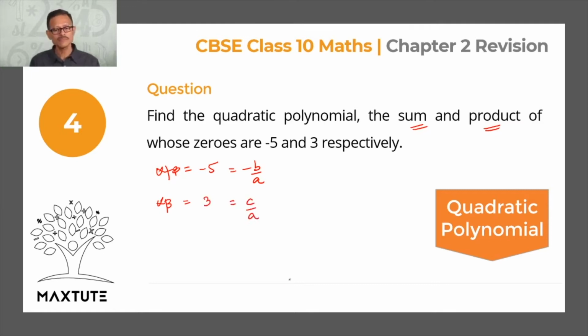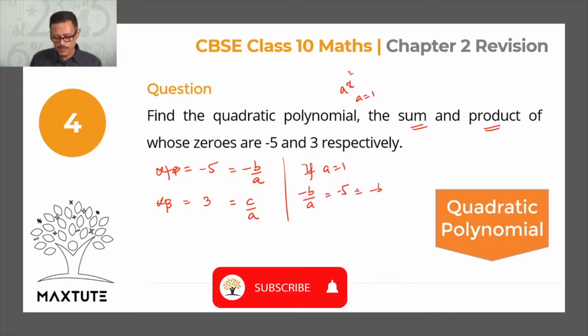We'll start with a polynomial of the form x square variant. So the coefficient of x square is equal to 1. So I'm going with what will be the polynomial if a is equal to 1. If a is equal to 1, we know minus b by a is equal to minus 5, which means minus b by 1 is equal to minus 5, translating to the value of b to be equal to 5.